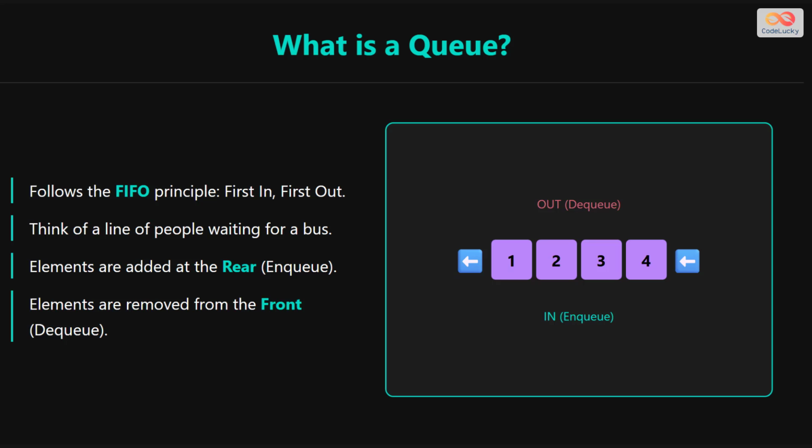Before we solve the problem, let's quickly recap what a queue is. A queue follows the first in, first out principle, or FIFO. Imagine a line of people waiting for a bus. The first person to join the line is the first one to get on the bus. We add items to the rear and remove them from the front.